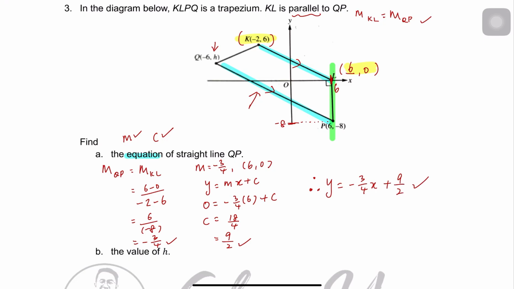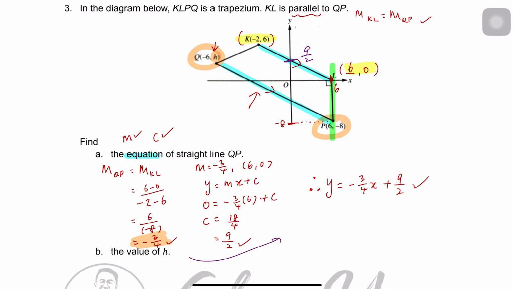Right? And basically this 9 over 2 in your graph, this is the value, right? Where that's actually your y-intercept. Okay? And for B, you are looking for the value of h. So in order for you to look for the value of h, which is here, you can connect these two coordinates and compare to the gradient you have found in your gradient KL, because they are the same. Okay, and over here, since you have two sets of coordinates, you are going to use your y2 minus y1 over x2 minus x1 equals to -3 over 4, right?